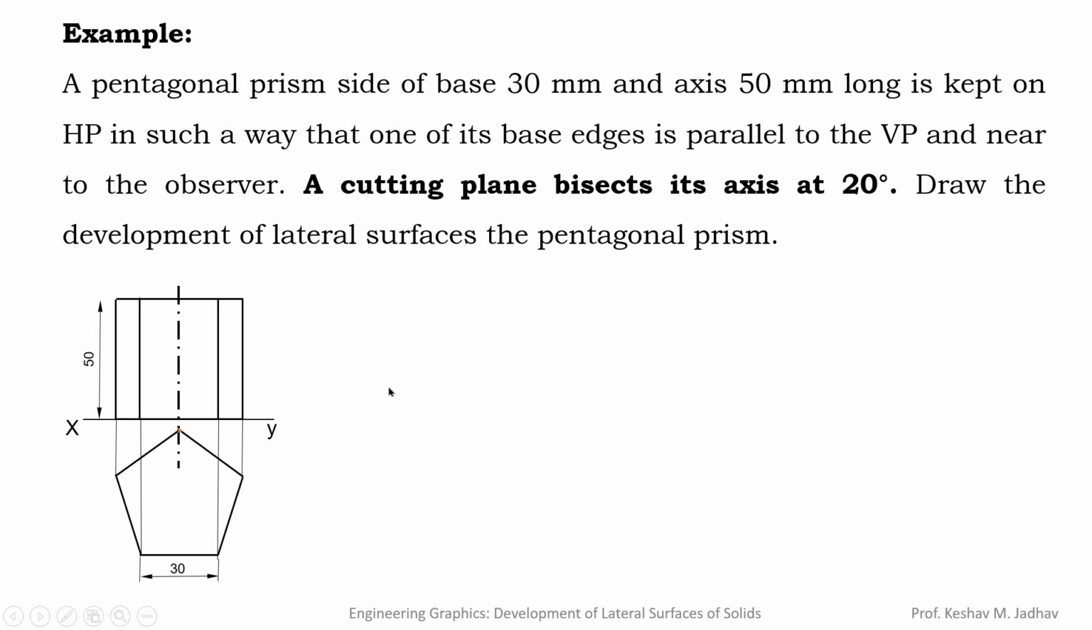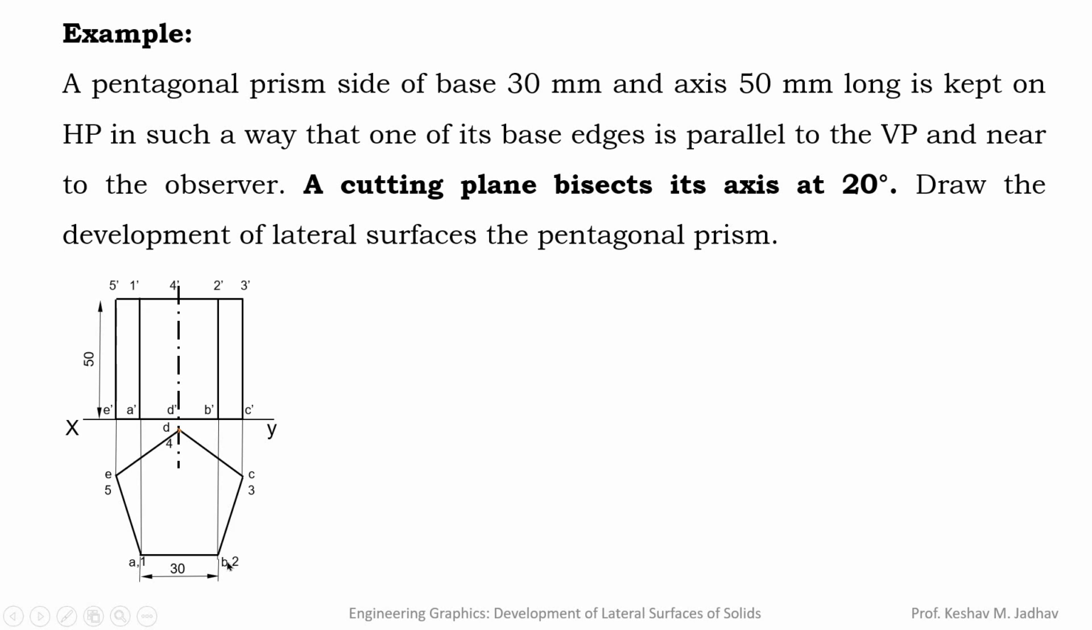Now we have to draw the development of lateral surfaces for this prism. So first we will give names to each corner of the prism, A, B, C, D, E, like this. So this is for the base pentagon. So its projection in the front view we will get. So E will be E dash, then A dash, then D, D dash, B, B dash, C, C dash, like this. And for the top pentagonal surface we can give the numbering 1, 2, 3, 4.